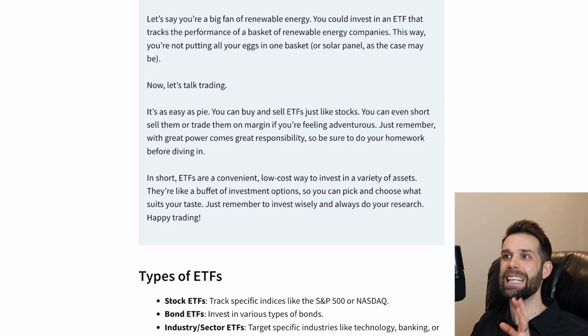So in short, ETFs are a convenient, low-cost way to invest in a variety of assets. They're like a buffet of investment options, so you can pick and choose what suits your taste. Just remember to invest wisely and always do your research. So that is a fun definition provided by Grok of what an ETF is.